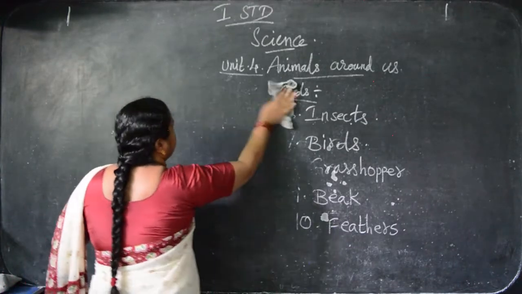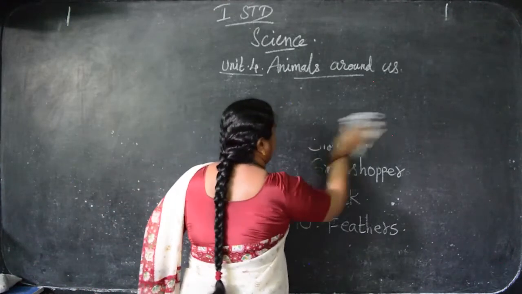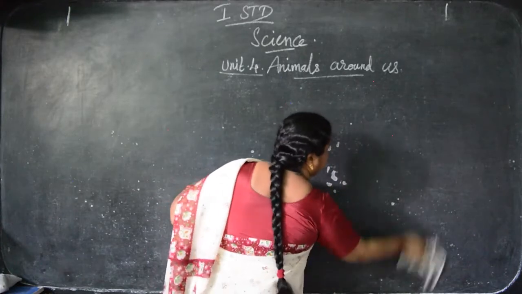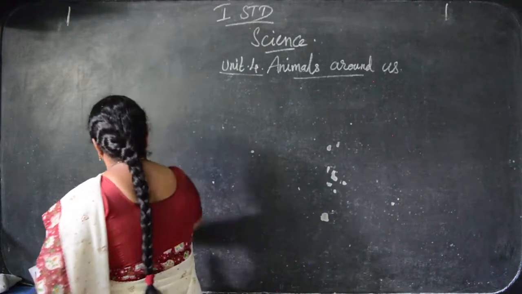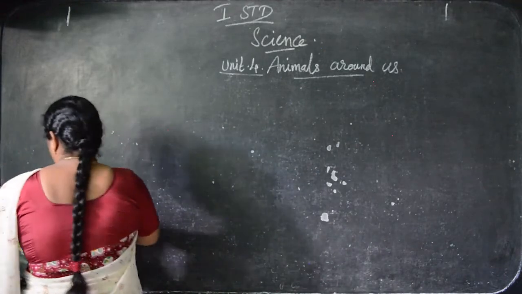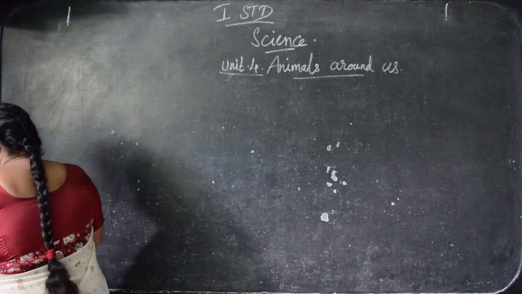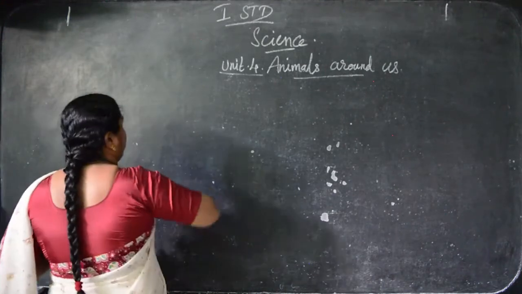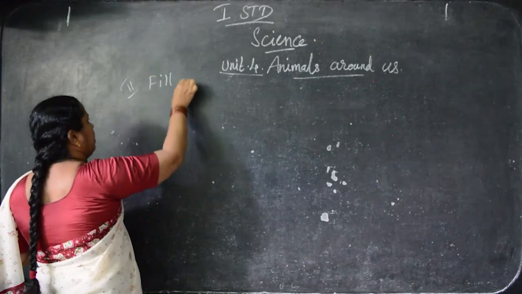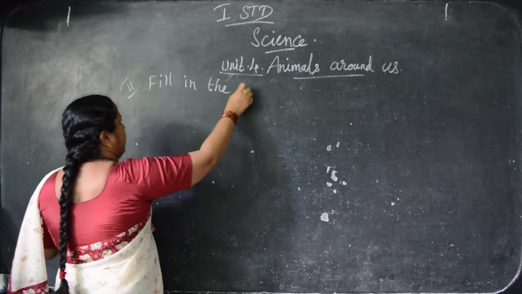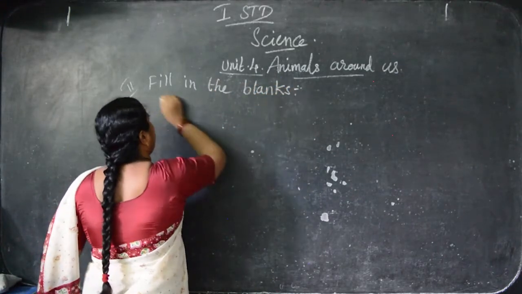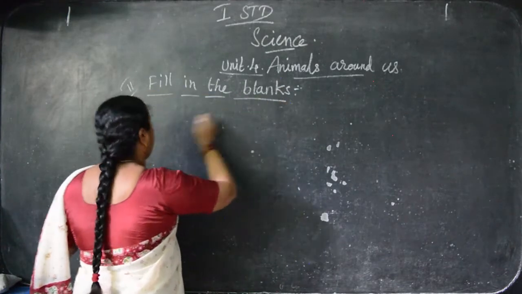Okay, very good. Now, fill in the blanks. Take another page and write, children. Take the next page and write: fill in the blanks, second Roman letter. Fill in the blanks. B-L-A-N-K-S, blanks. First one.